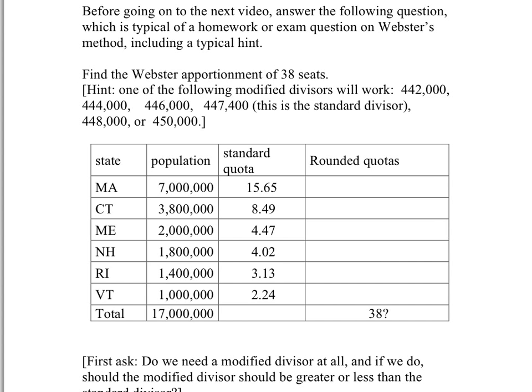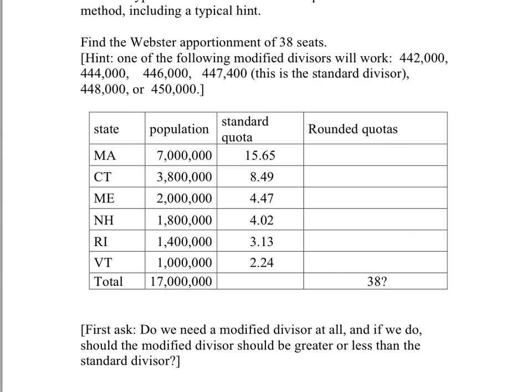Now before you do this, my advice always is, first ask, do we need a modified divisor at all? In other words, maybe the standard quotas themselves will already lead to the correct apportionment. If not, then we need a modified divisor, and then you should ask yourself, should that modified divisor be greater than or less than the standard divisor?